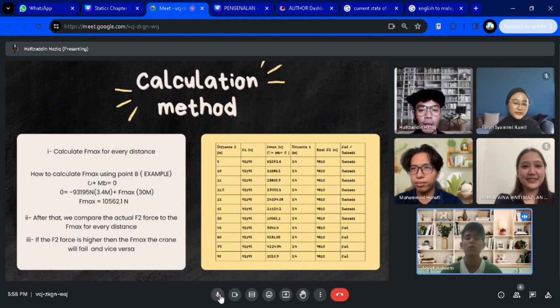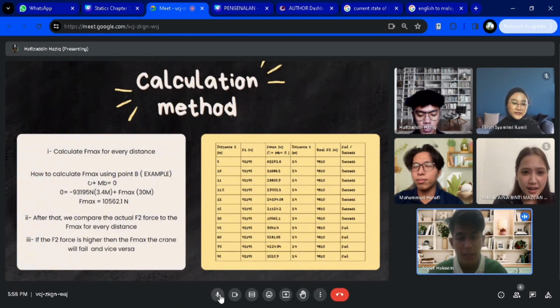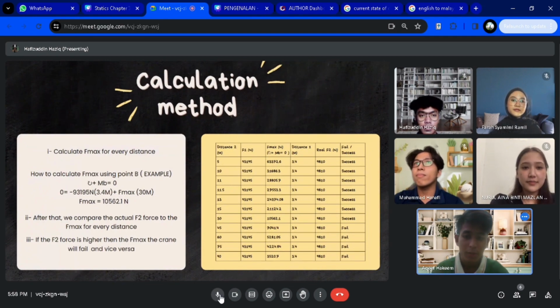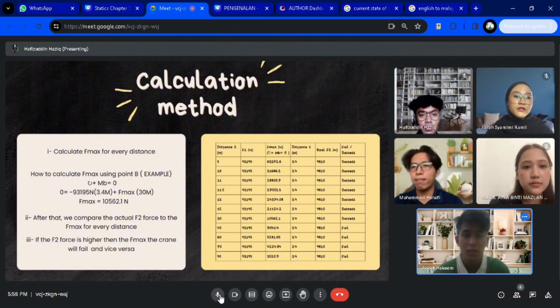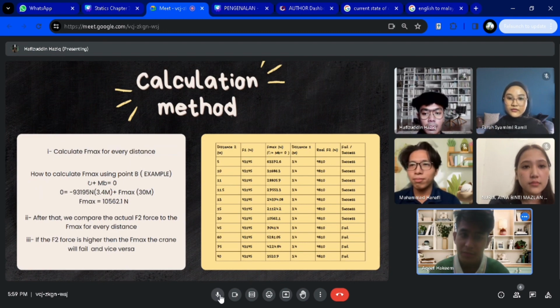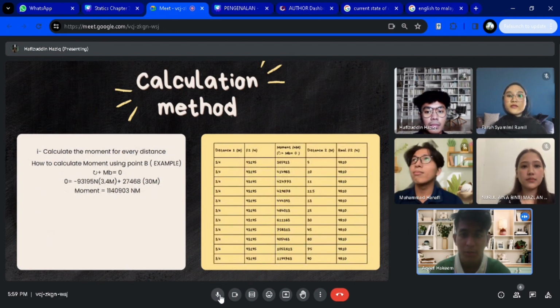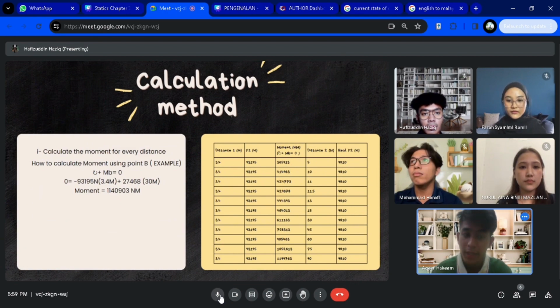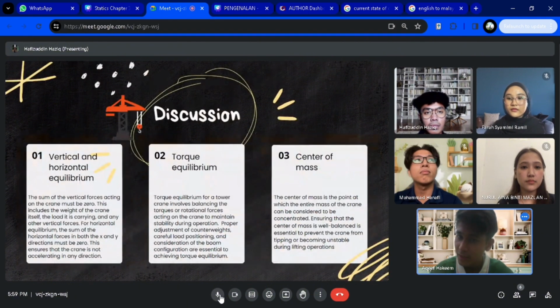Okay, this is the calculation method that we have used for our project. The first one is we calculate the F max for every distance, and after we calculate that, we compare the actual F2 force with the F max for every distance to determine whether it fails or not. Okay, the next calculation method that we applied is that we also calculated the moment for every distance, for every case too. Okay, we move on to the next presenter. Thank you.